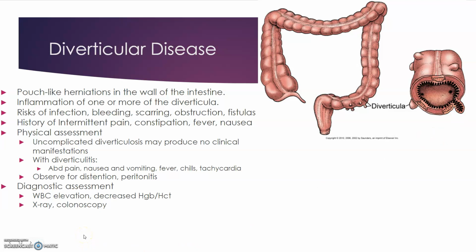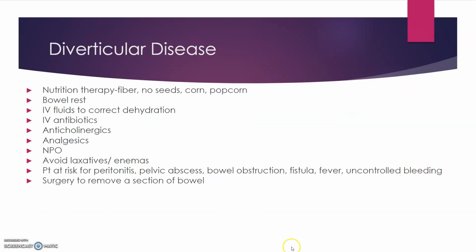Diagnostic assessments are going to include WBC, looking for white blood cell elevation, a decreased H&H, and we can also do radiology of an X-ray and colonoscopy. Treatment, so, fiber therapy, trying to get things moving, but avoid seeds, like the seeds on the hamburger buns, corn, popcorn, the seeds of strawberries, those type of things.